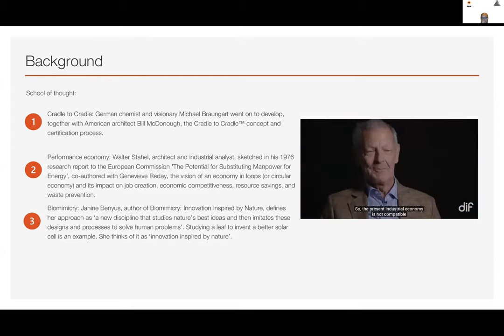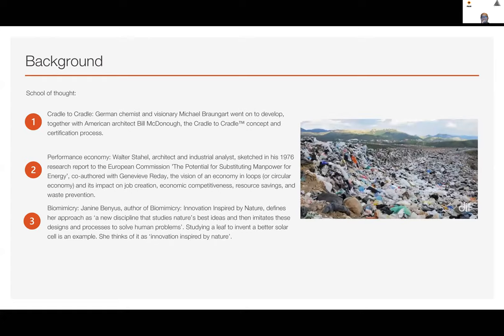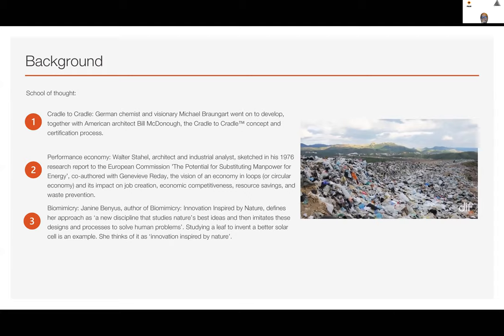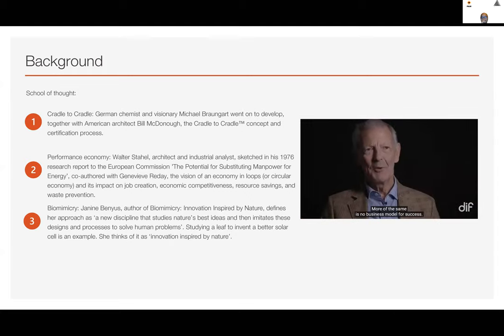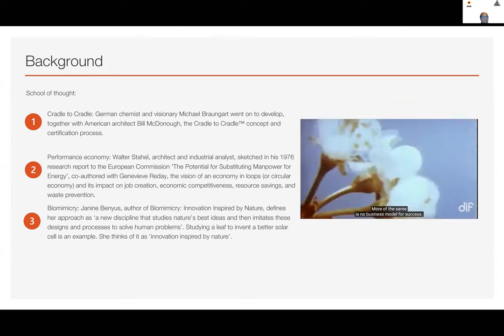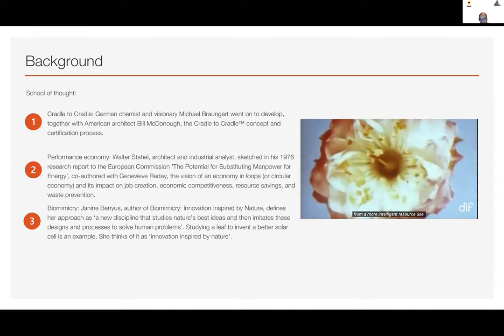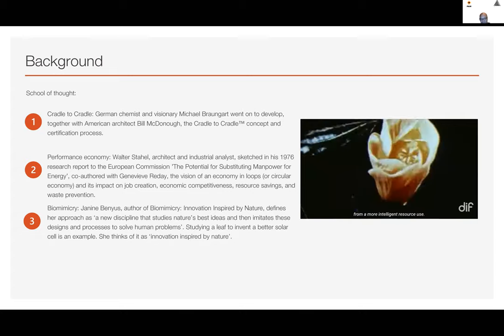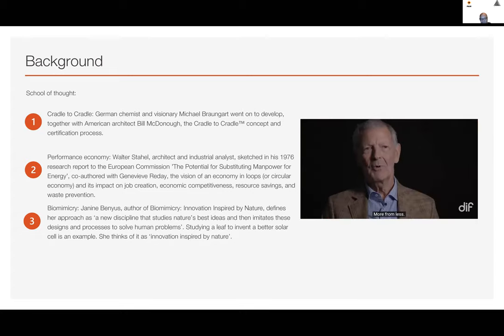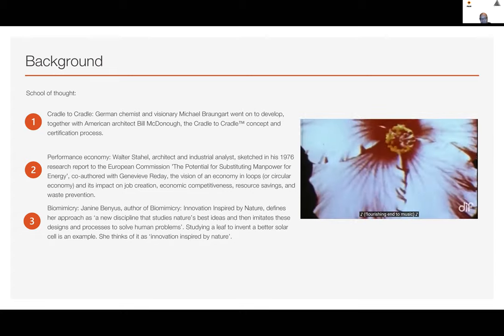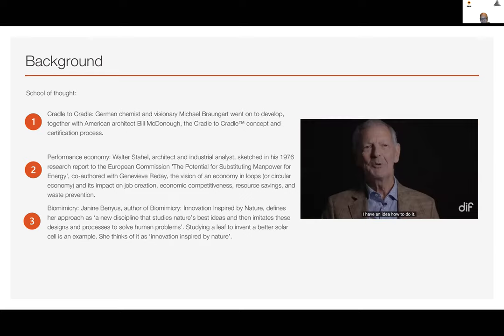So, the present industrial economy is not compatible with the natural resources and waste dumps available on planet Earth. More of the same is no business model for success. We need to create higher standards of living from a more intelligent resource use. More from less. I have an idea how to do it. Circularity.